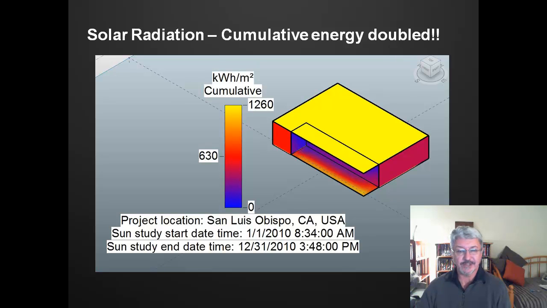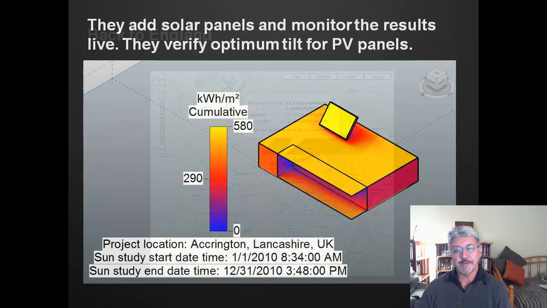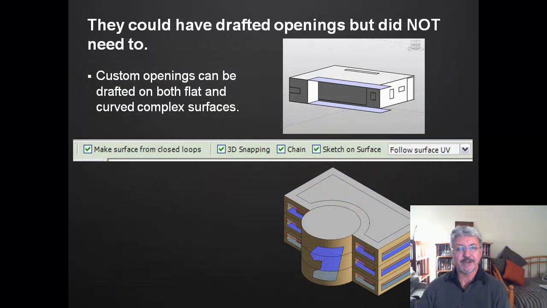So they see that there's actually almost twice as much energy available in San Luis Obispo. Again, quantifiable results, not intuition. So if they move their building back to England, they can do things like place an adjustable solar panel on the roof, and they can do the solar radiation studies again and find out what's the optimum tilt for the photovoltaic panels that they want to put on the building itself. So they get a lot of great information.